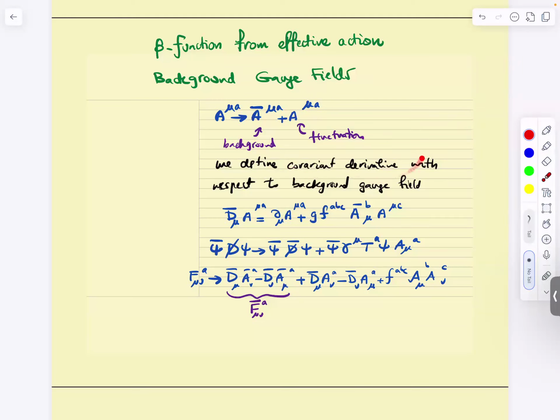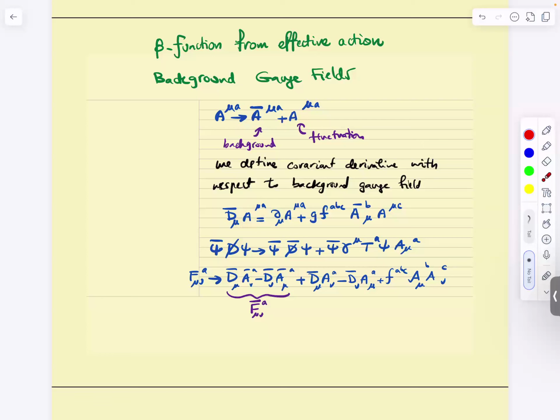We define a covariant derivative with respect to this background gauge field, which I'm going to denote by D bar. So D bar is del mu plus g f^abc A bar, contracted with whatever it is. So if this is the covariant derivative, the background covariant derivative D bar mu acting on a mu, the fluctuation, this is the expression for it.